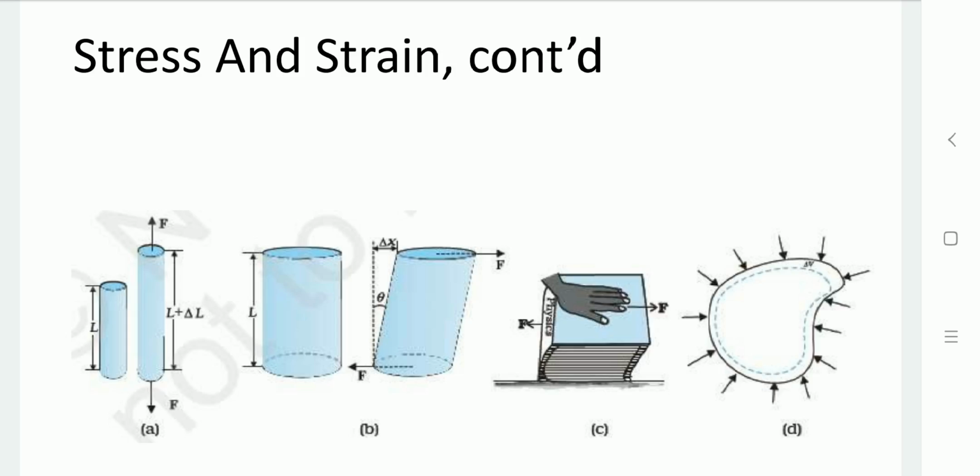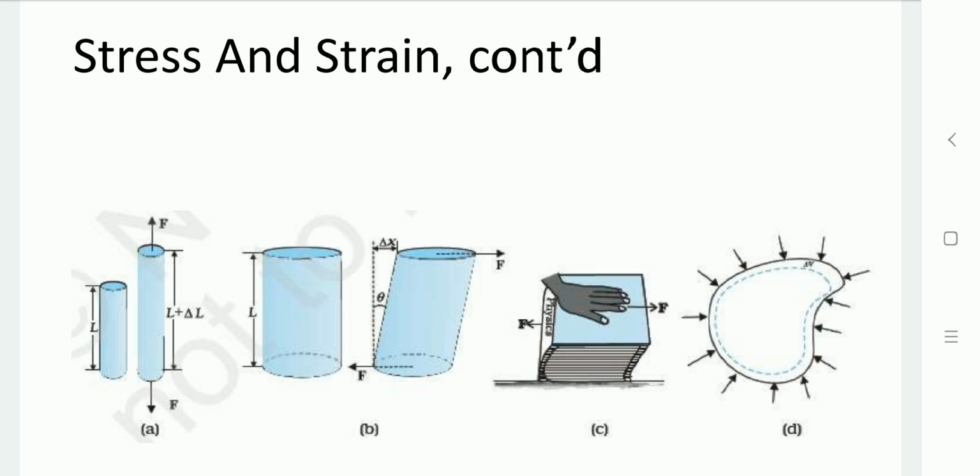Now, let us focus on the third example. A book is shown here. Over the book, a pushing force is applied by the hand. It is pressed by the hand in a horizontal direction, and accordingly the displacement takes place in the horizontal direction, which is very small. So we can say that tan theta, which is delta X by L, is very small, and can be defined as tan theta nearly equal to theta.